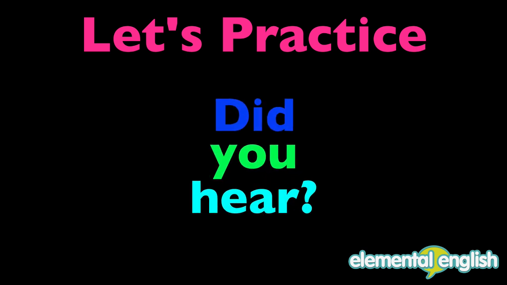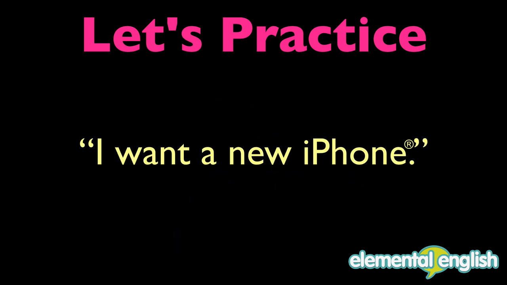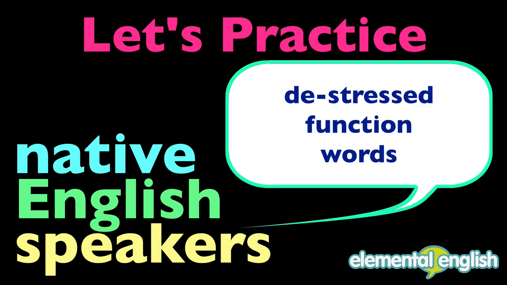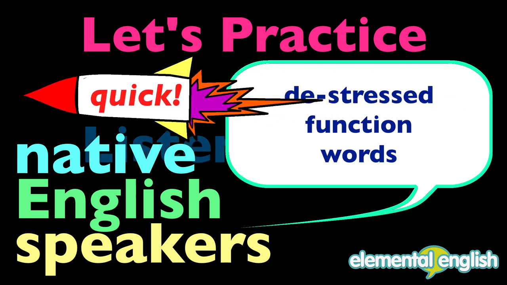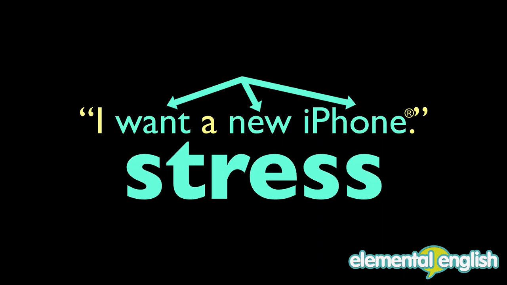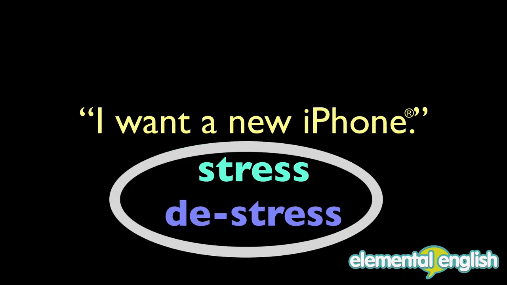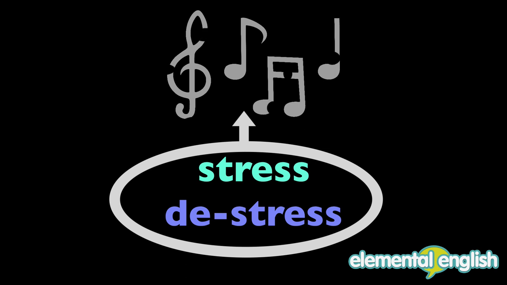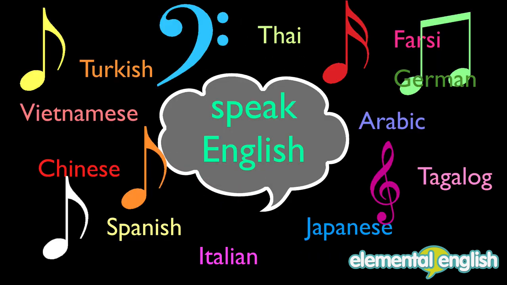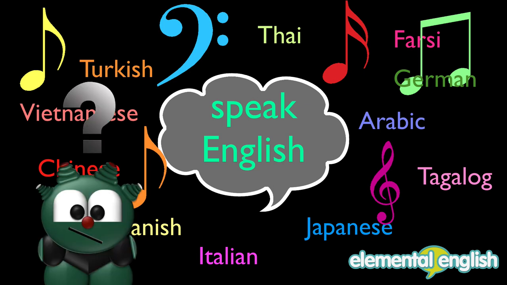Did you hear that the same three content words still carried the same beat of the music of the sentence? This is because native English speakers say those de-stressed function words very quickly. Listen again. Want new iPhone. I want a new iPhone. This stressing and de-stressing is part of what creates the music of English. This is why if you speak English with the music of your first language, it may create confusion for the listener.